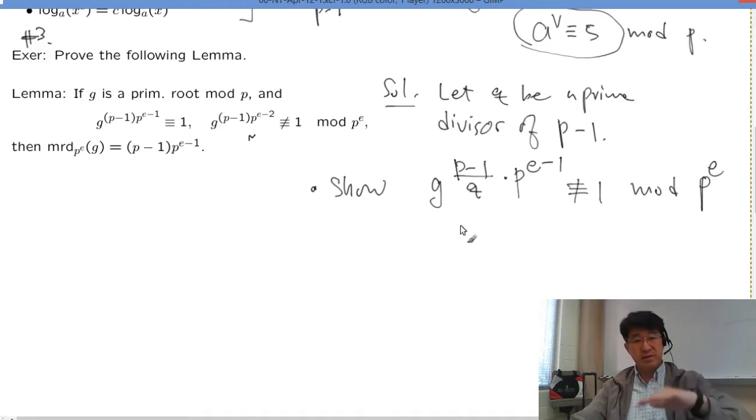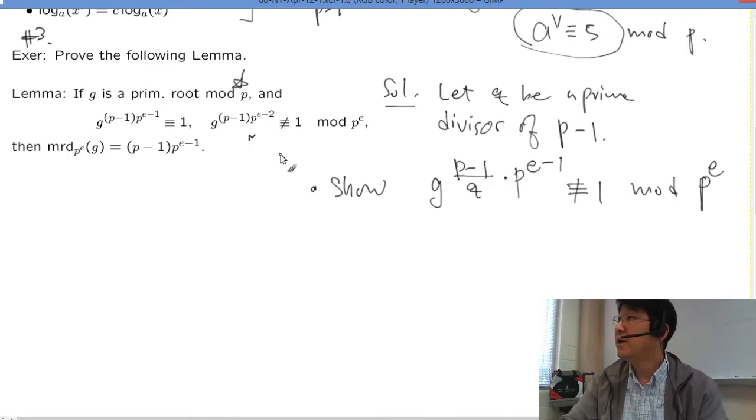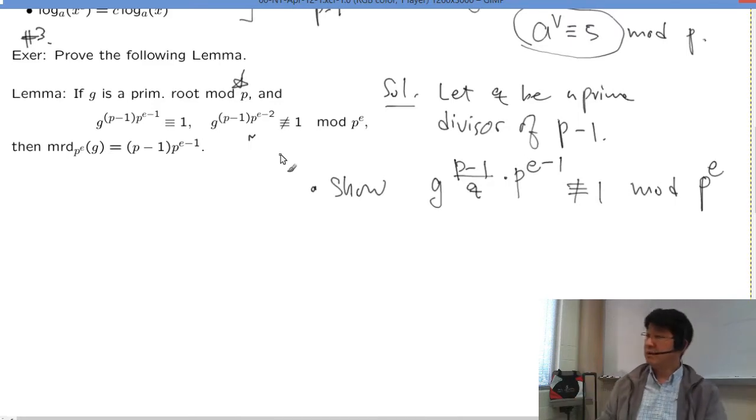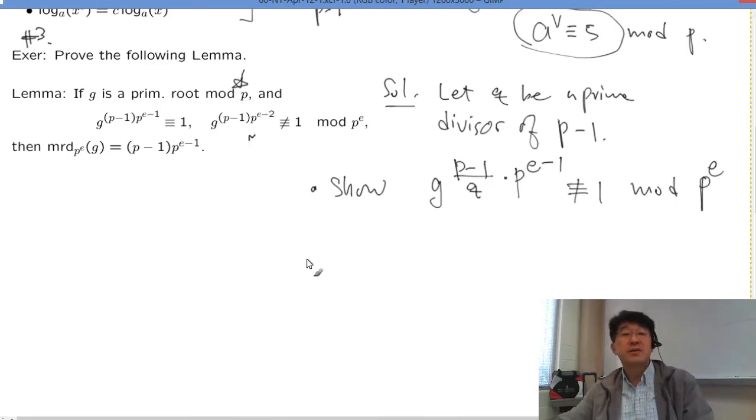Is this one in the realm of this one? This one is not used, right? You have to use that, the fact that G is actually a primitive root mod P. If you use that, maybe you can show that. So how does it start?